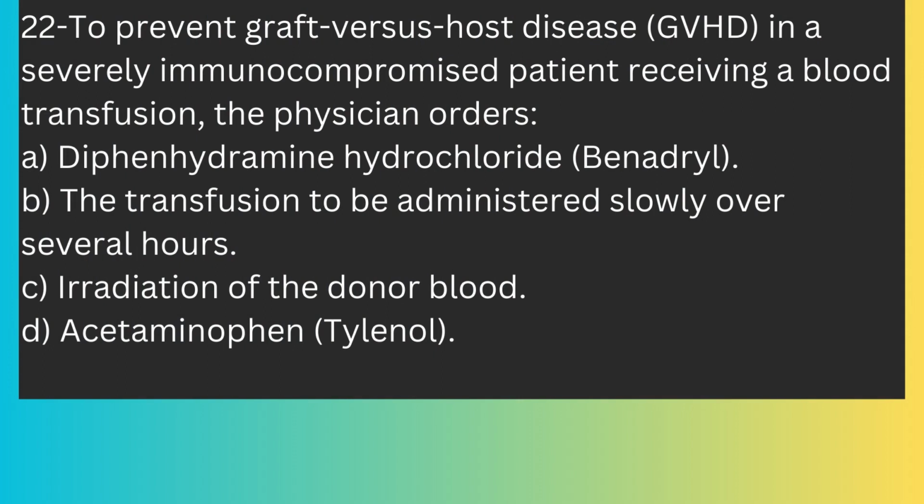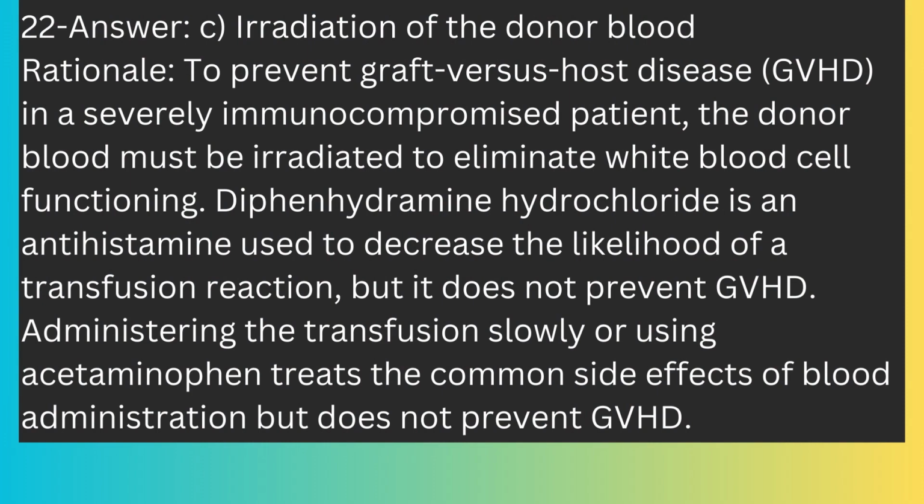Question number 22. To prevent graft versus host disease (GVHD) in a severely immunocompromised patient receiving a blood transfusion, the physician orders A. Diphenhydramine hydrochloride (Benadryl). B. The transfusion to be administered slowly over several hours. C. Irradiation of the donor blood. D. Acetaminophen (Tylenol). The answer is C. Irradiation of the donor blood.